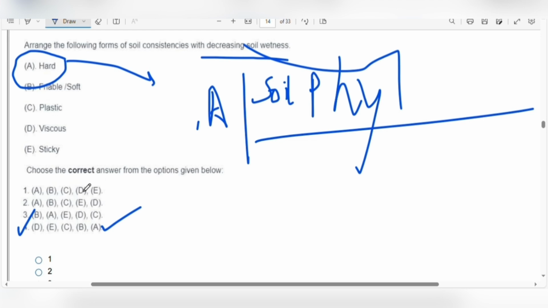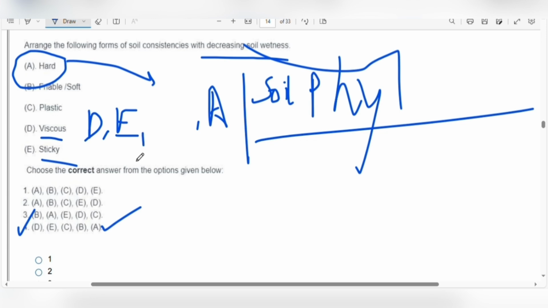So most wet among these is viscous. Viscous means the soil flows like a viscous liquid. The moisture content is so high. After that, it is sticky. Sticky means the soil sticks to anything wherever it is pasted. Like if you pick up the soil and throw it at a wall, it will stick to the wall because the moisture content is so high.